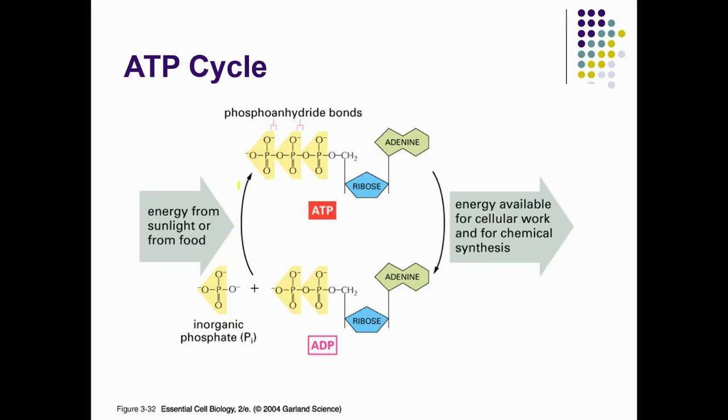We store that energy in that unstable bond. It becomes ATP. It breaks off. It can be used to do work in the cell. We add it back on, and so forth. And so this cycle of building and breaking ATP is a prime example of energy coupling.